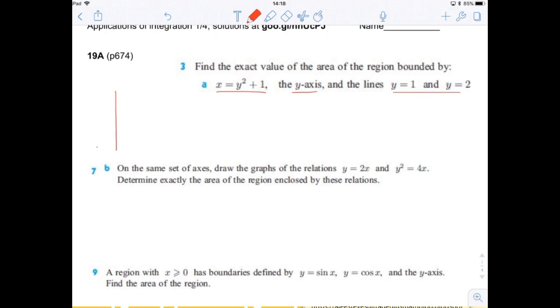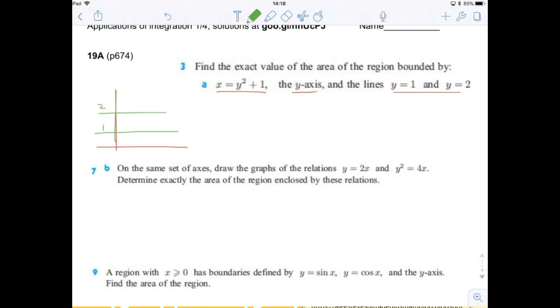So if we've got the x and the y-axis here, our boundaries are going to be the y-axis, the lines y equals 1 and y equals 2. Let's say it's here and here. And the function x equals y squared plus 1.